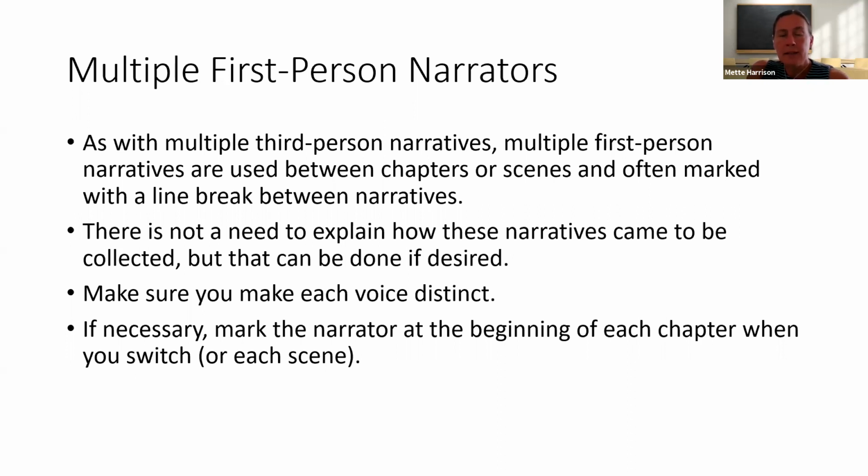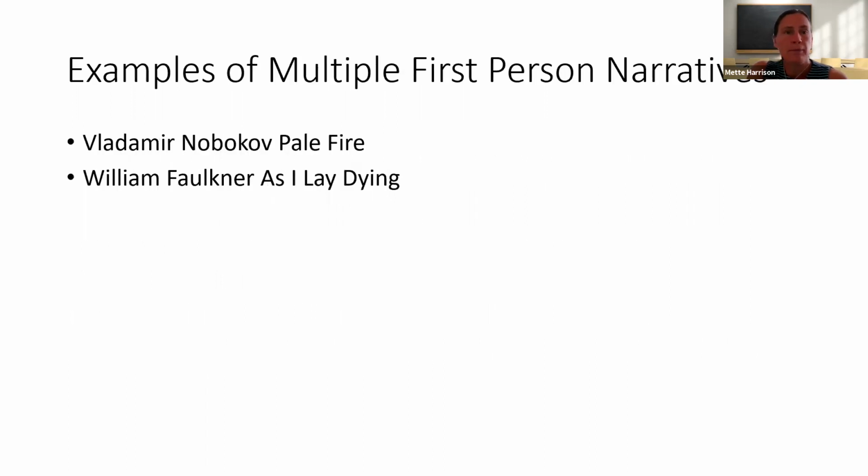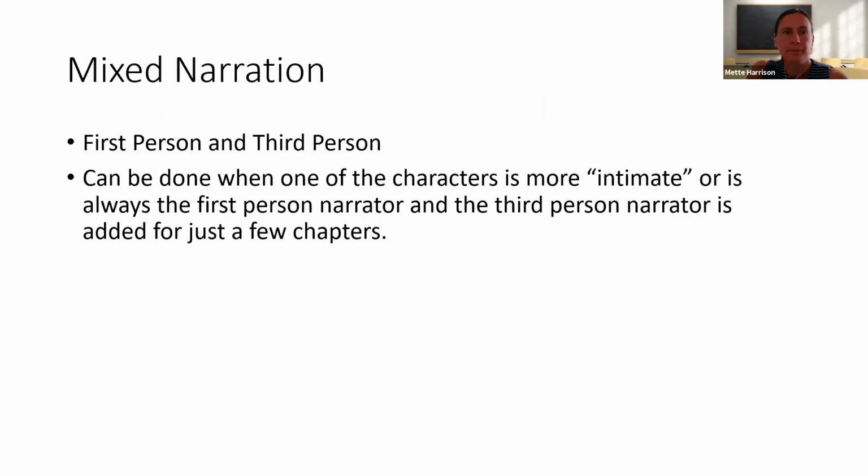But multiple first person is more unusual, all right? If necessary, you can mark the narrator at the beginning of each chapter or when you switch for each scene. This is just helpful information for the reader to make sure they catch that I've changed narrators. You can do that with first person narrators or third person narrators if you have multiple narrators. Examples of multiple first-person narratives: Vladimir Nabokov's Pale Fire, William Faulkner, As I Lay Dying. As I said, it's not super common.